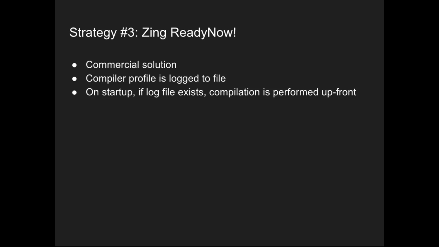There's one other solution which takes a slightly different approach. That's Zing JVM, the Ready Now feature. This again is another commercial solution. The way this works is by logging the compiler's operations to a file, so it journals what it's doing, what its observations are. Then on startup, if that log file exists, it will aggressively compile Java code as it's loaded to be optimized. This is really good because it reduces the warm-up time.